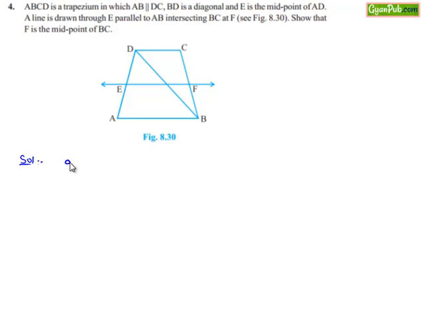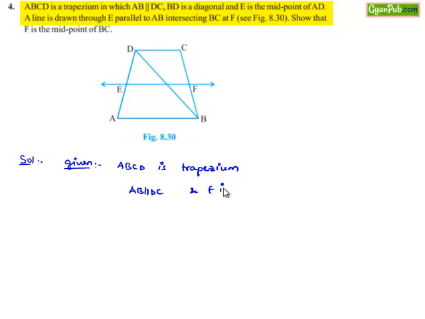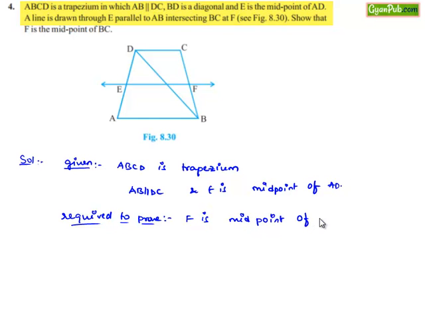Given that ABCD is a trapezium in which AB is parallel to DC and E is the midpoint of AD. Now he asked us to prove that F is the midpoint of BC. Now in order to prove this, let us follow a procedure.